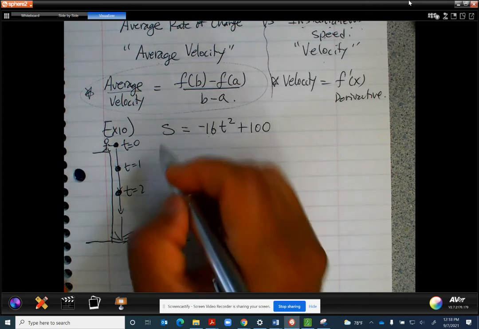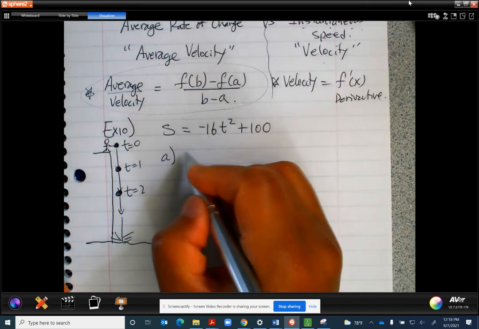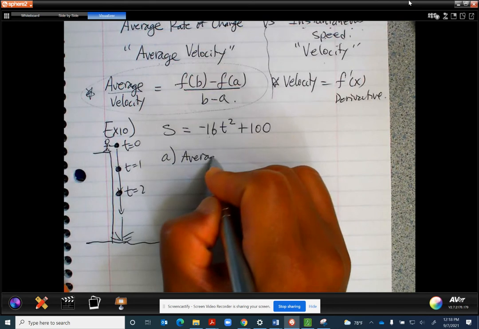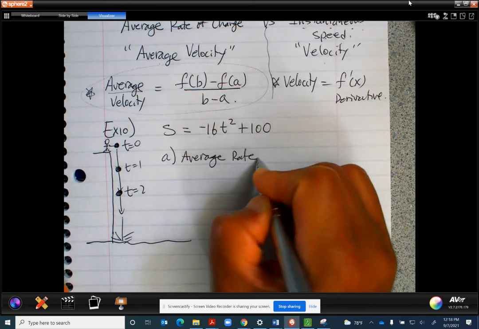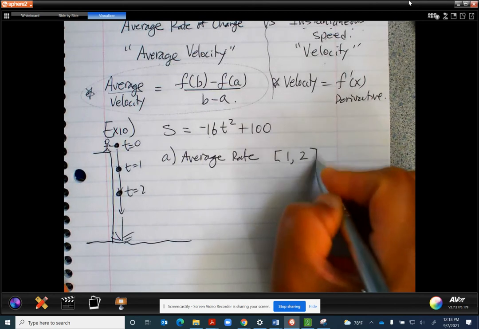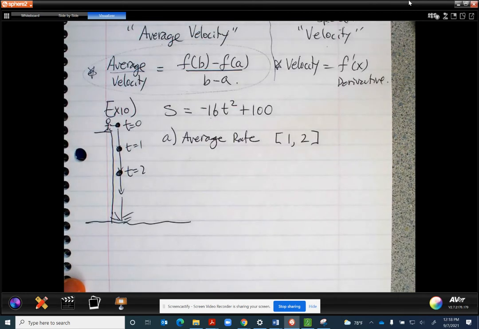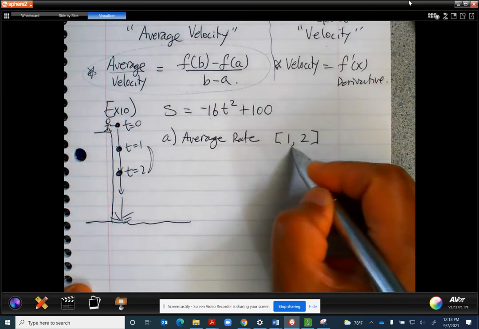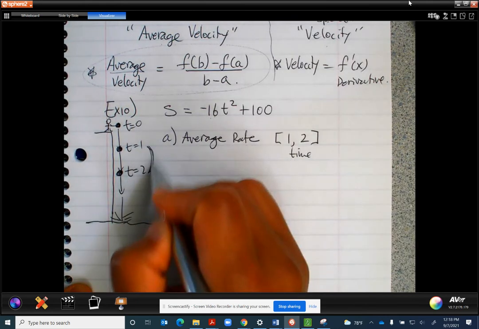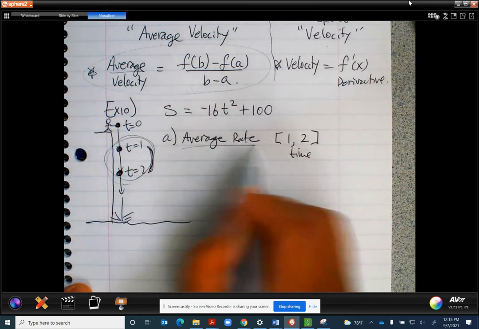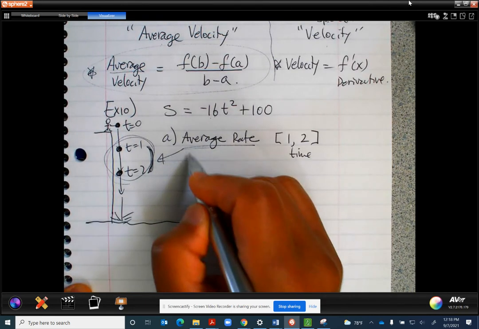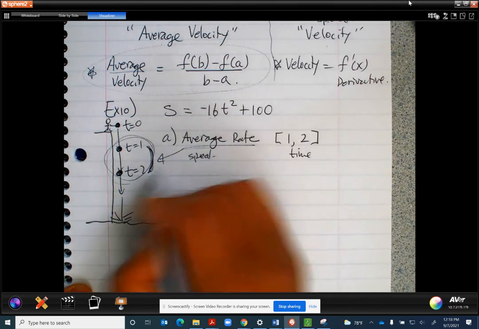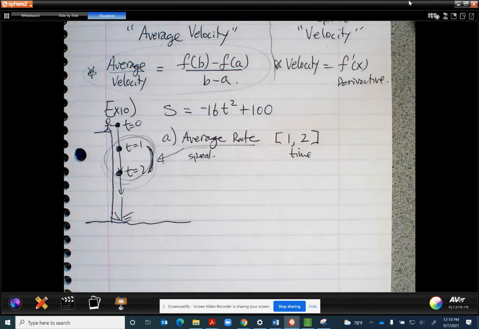All right. Part A says you want to find the average rate from 1 to 2. I'm not going to do the whole thing, okay? So that means you want to find the average. This is time. From 1 second to 2 seconds, you just want to find the average speed between those two times. So how do I find the average?